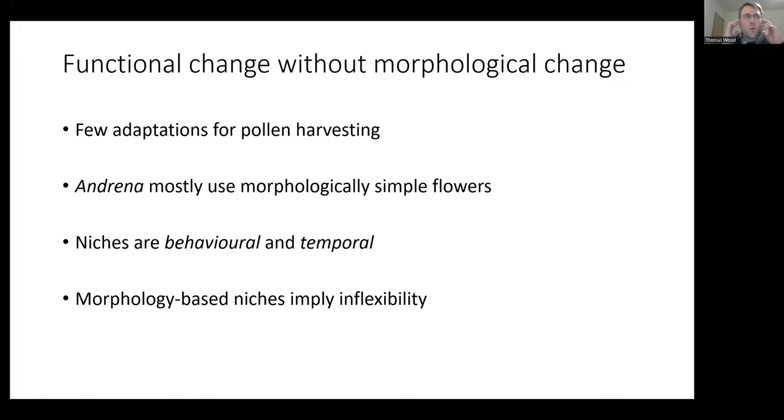So I want to talk to you a little bit about functional change without morphological change. Andrena as a genus display relatively few adaptations for pollen harvesting. They mostly use morphologically simple flowers. Their niches are behavioral and temporal. And for bee groups that have clear adaptations to collecting pollen, I would argue that this actually, ironically, makes them less flexible and adaptable to future change.